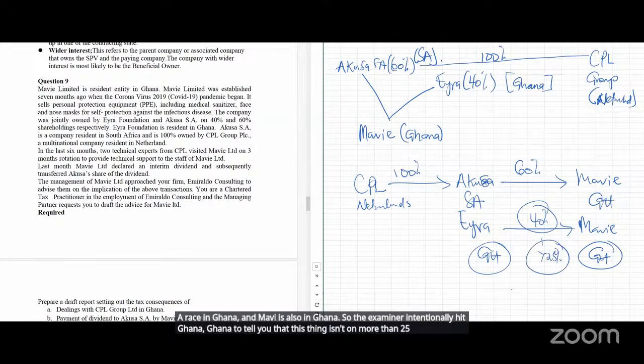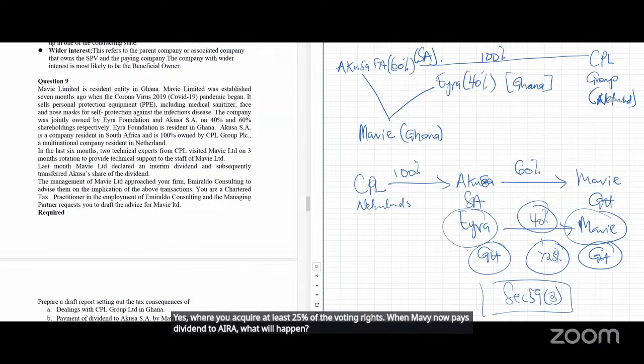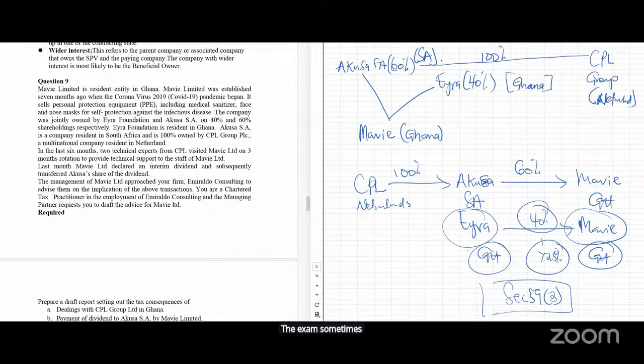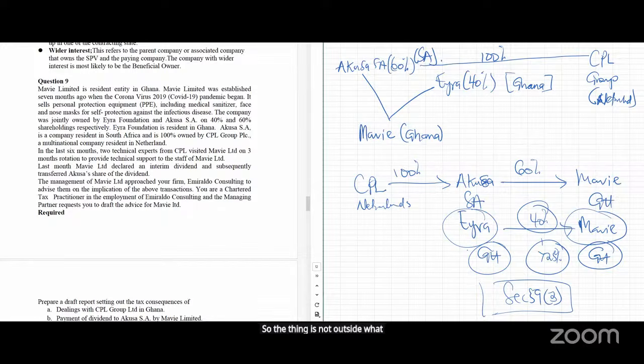Yes. And what's the rule we saw under section 59.3? Exempt income. Dividend, where you acquire at least 25% of the voting rights. When Mavi now pays dividend to Aira, what will happen? It will be exempt from tax. See how it was hidden in the scenario. So the thing is not outside the knowledge you are applying.